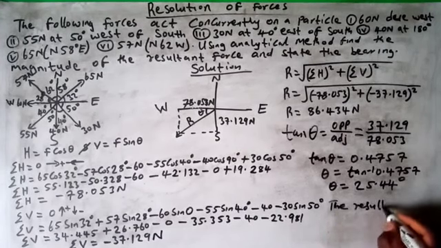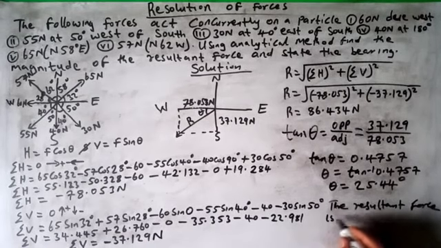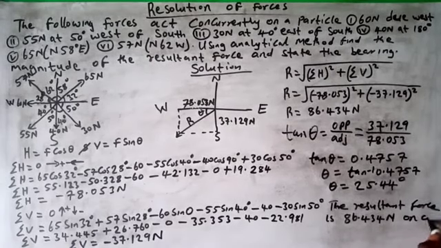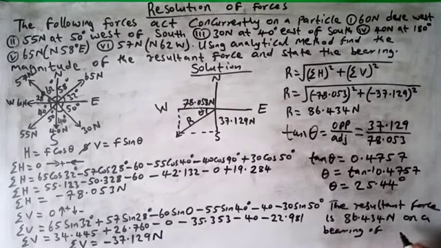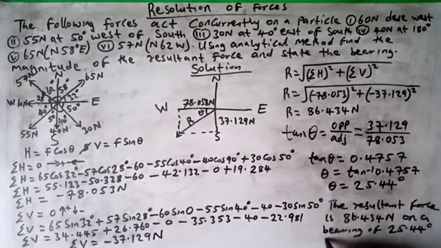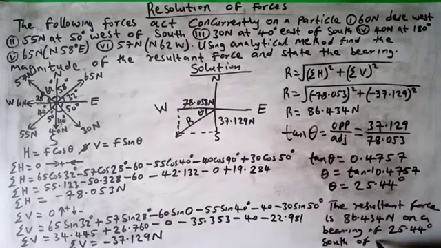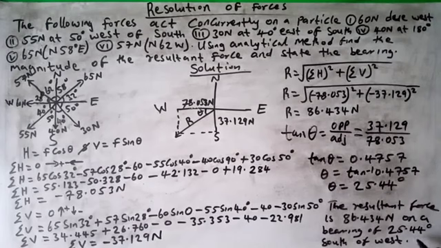Therefore, to state the bearing, we say that the resultant force is 86.434 Newton on a bearing of 25.44 degrees south of west. So this is our final answer.